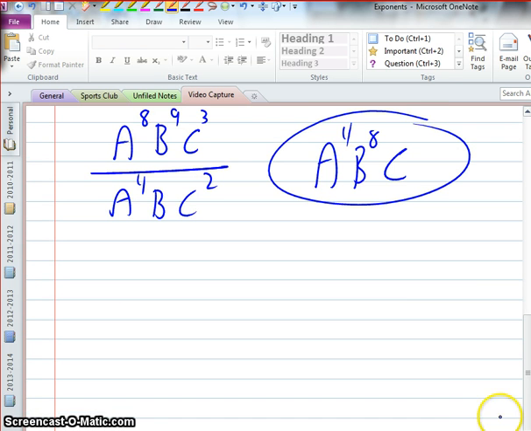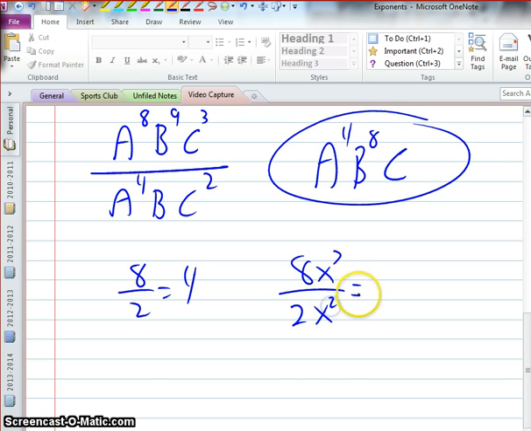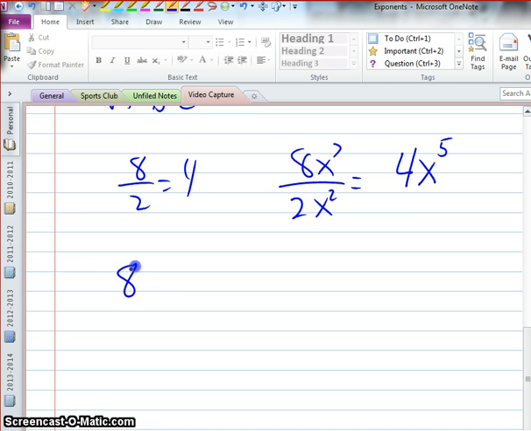Coefficients work just like they did with the product rule. Just like 8 divided by 2 is 4, 8x to the 7th divided by 2x squared would be 4x to the 5th, because we subtract the 2 from the 7.